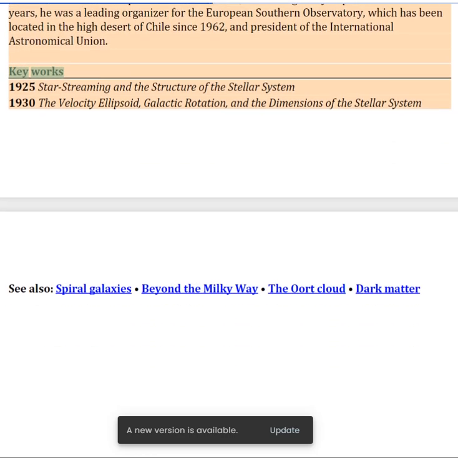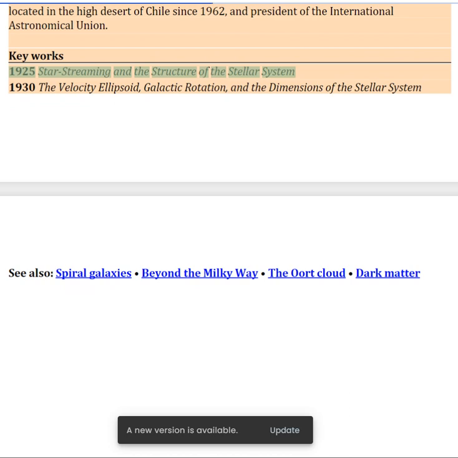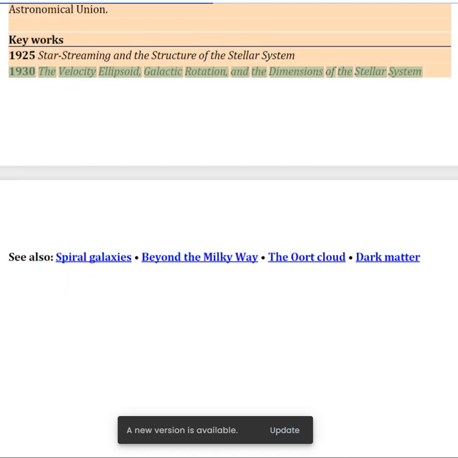Key works: 1925 Star Streaming and the Structure of the Stellar System. 1930 The Velocity Ellipsoid, Galactic Rotation, and the Dimensions of the Stellar System. See also, Spiral Galaxies Beyond the Milky Way, the Oort Cloud, Dark Matter.